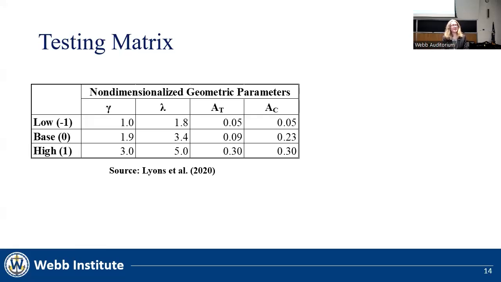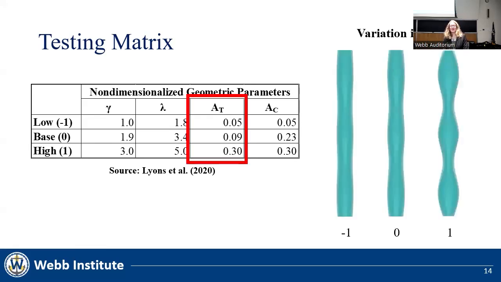The above table is taken from Lyons et al. and describes the values for 3 conditions. The baseline condition, or 0, are the parameters taken from the average values from Hank's analysis. The high, 1, and low, -1, are used to define extreme points in the geometry. For example, on the right are the 3 geometries for A sub t. In the -1 case to the left, you can see very little difference between the 2 ellipses, and in the 1 case on the right, you can see a very large difference between the ellipses.